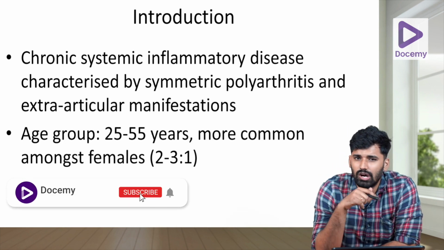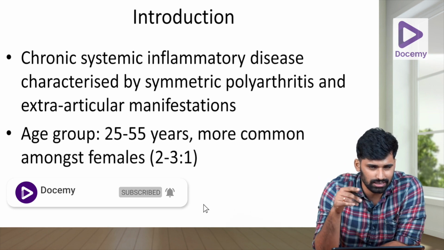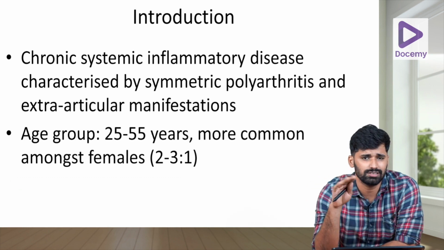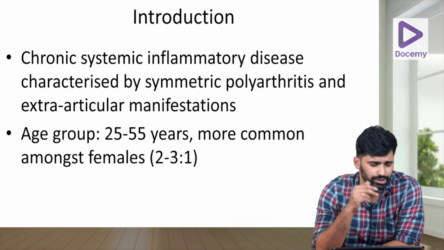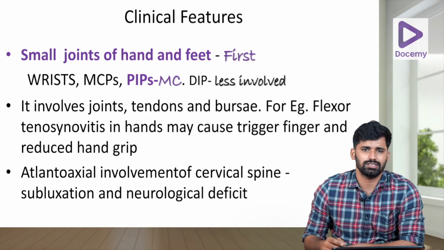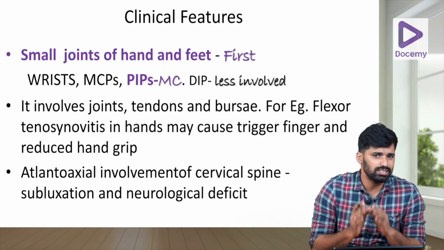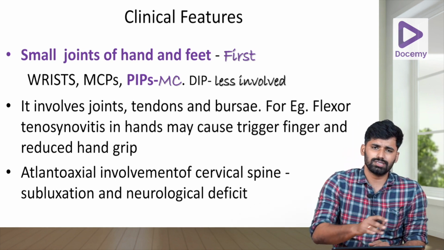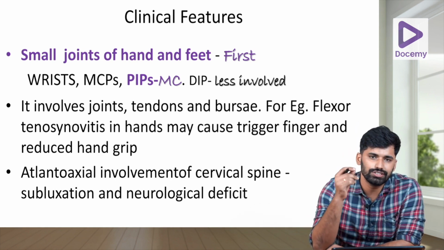The age group of patients who present with rheumatoid arthritis is usually 25 to 55 years. It is more common amongst females, a female to male ratio of 2 or 3:1 is usually seen. What are the clinical features with which you should suspect that this patient could be a rheumatoid arthritis patient? So, the patient presents with arthritis of the small joints of hands and feet.